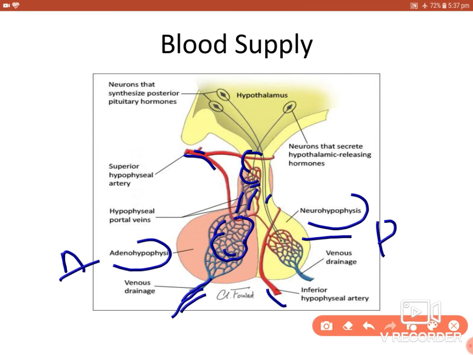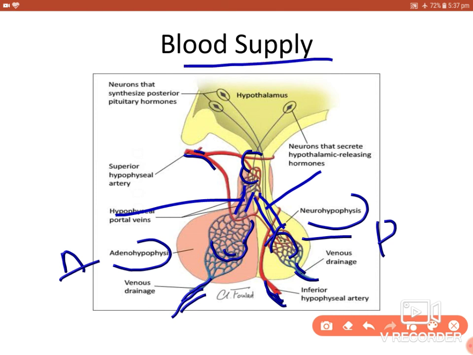See the inferior hypophyseal artery here, entering the posterior lobe. It forms a capillary plexus, and from there it drains directly to venules, to the same cavernous sinus and intercavernous sinus. These are the long portal veins. There are some small veins which connect the capillary plexus of the anterior and posterior pituitary; these form the short portal vessels. These are the long portal vessels, and these are the short portal vessels. That's about the blood supply.